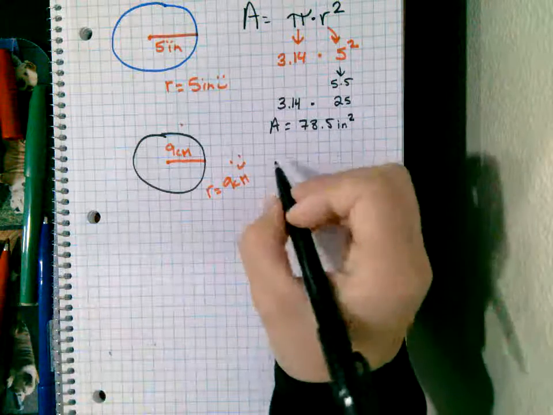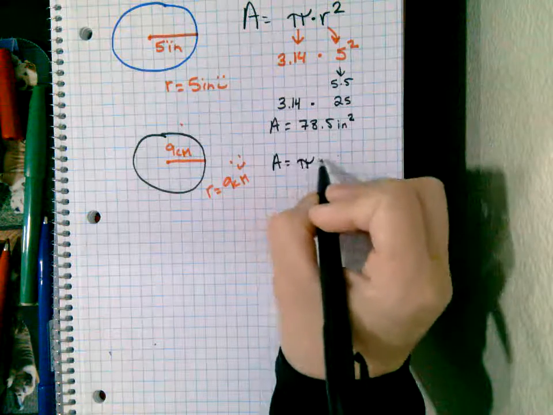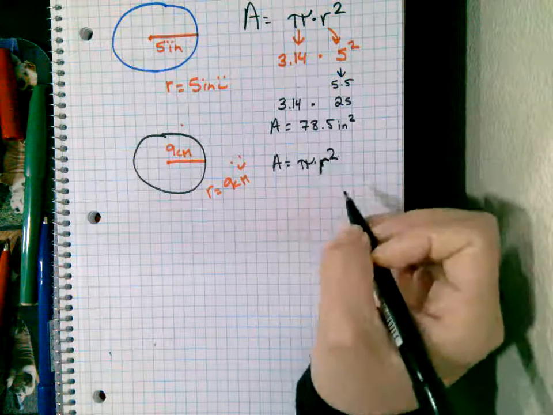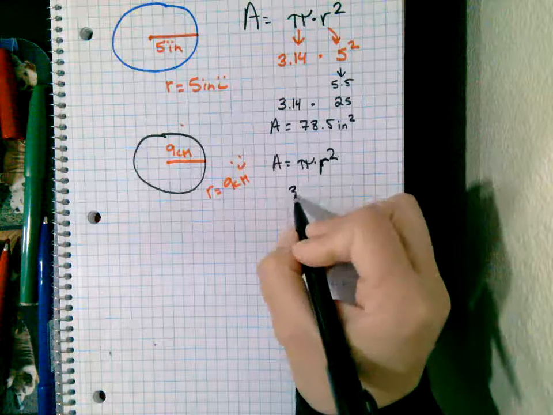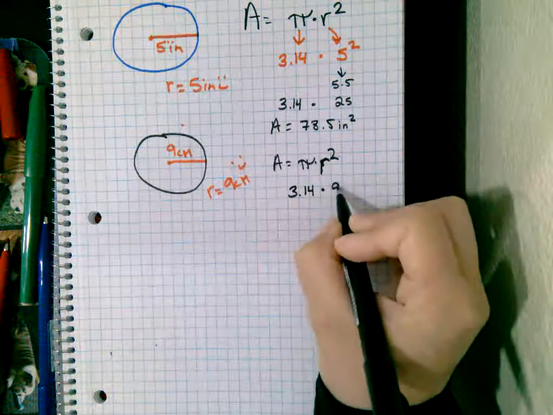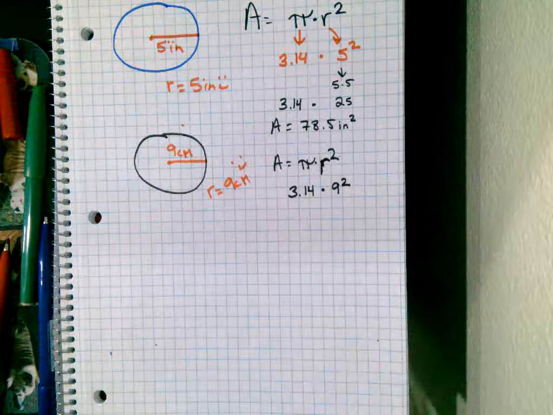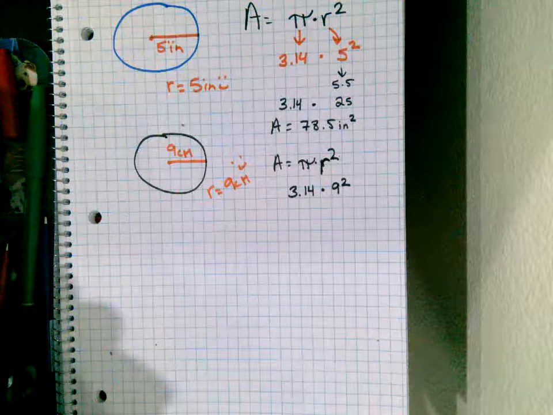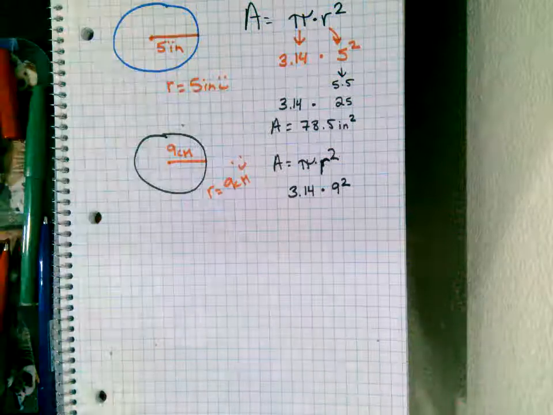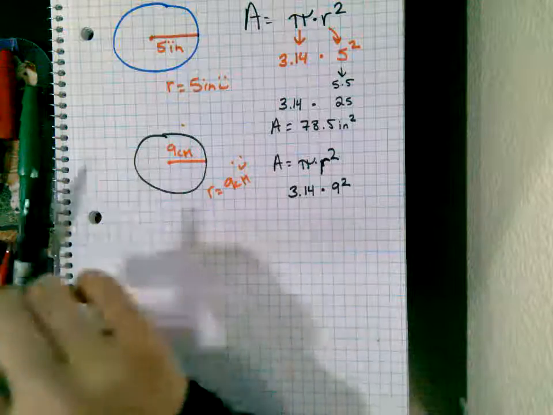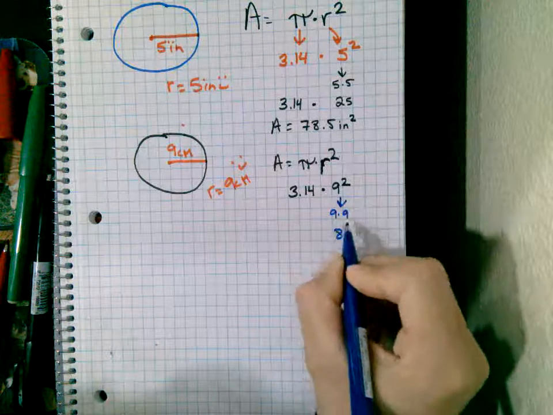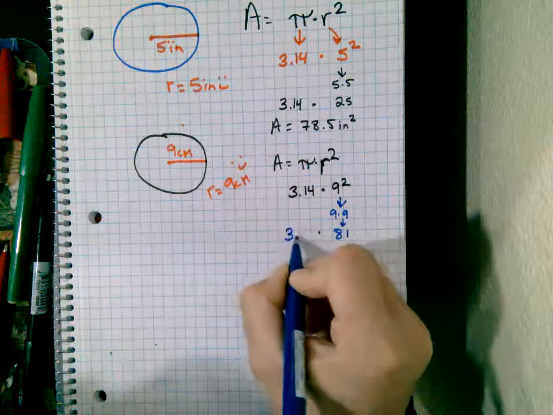Awesome. So formula is area is equal to pi r squared. Pi times r squared. Wow, that's horrible. So pi is 3.14 times my radius. My radius is indeed 9 squared. Awesome. I like that. Okay, we're going to do the 9 squared first, and I actually gave it to you at the beginning of class. 9 times 9, 81, times 3.14.